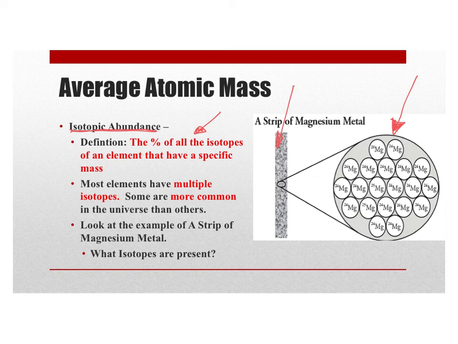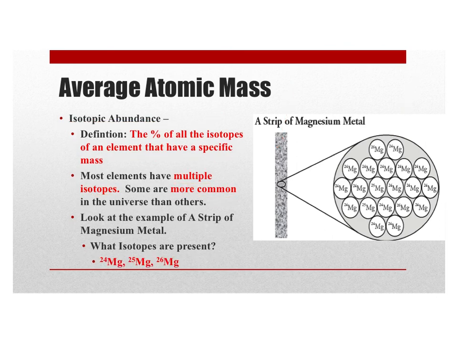What we would find, as we've seen before, is that most atoms have multiple isotopes. Some are more common than others. So I want you to look over here, look through the sample and think about which isotopes are present. What isotopes do you see represented in this diagram? Hopefully you saw magnesium 24, magnesium 26, and you probably also somewhere in here saw a magnesium 25. There it is.